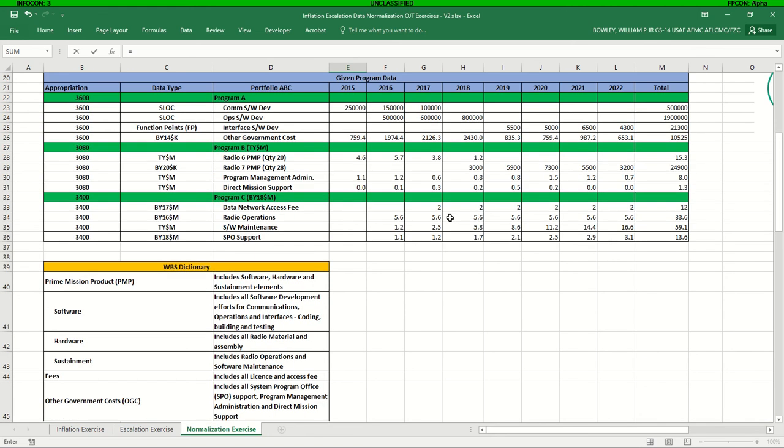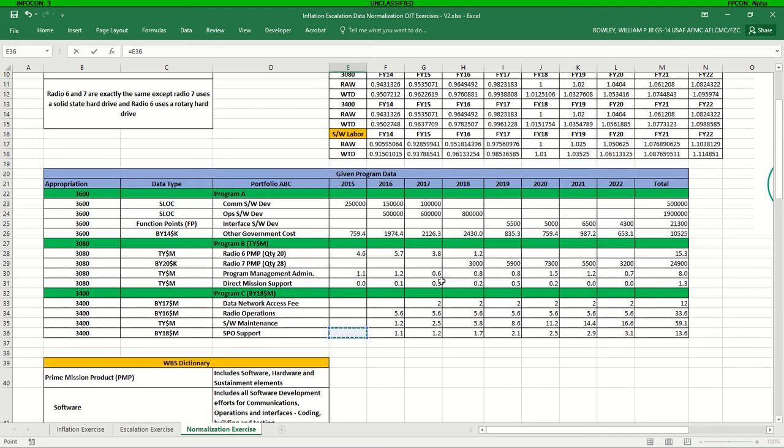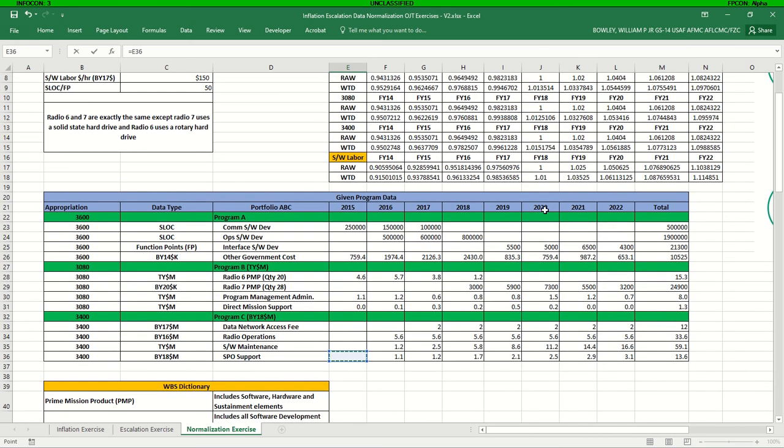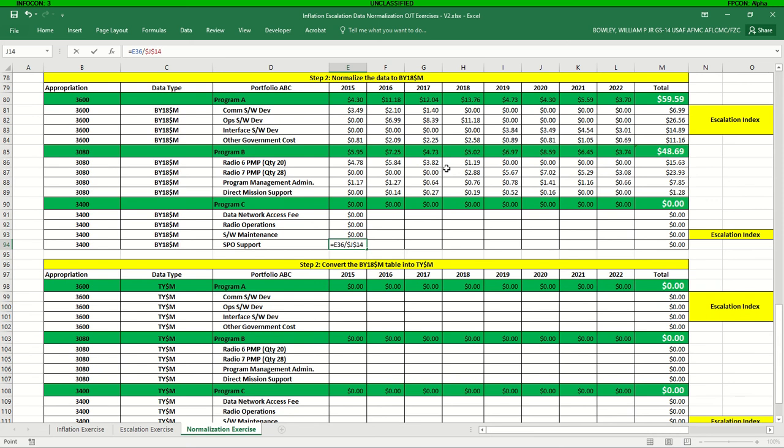And lastly, SPO support is going from base year $18 millions to base year $18 millions. So we actually don't need to do any conversions for this one. But if you did want to just go through the mechanics, you're going to end up with a base year to base year conversion, dividing the results by 1. You're going to lock that in because it's base year to base year, and it's going to make no difference. We drag those over.